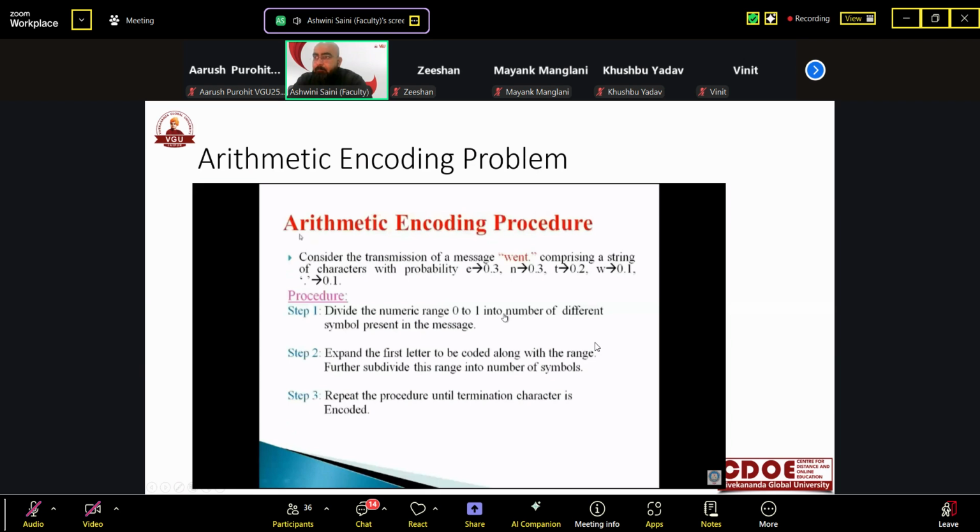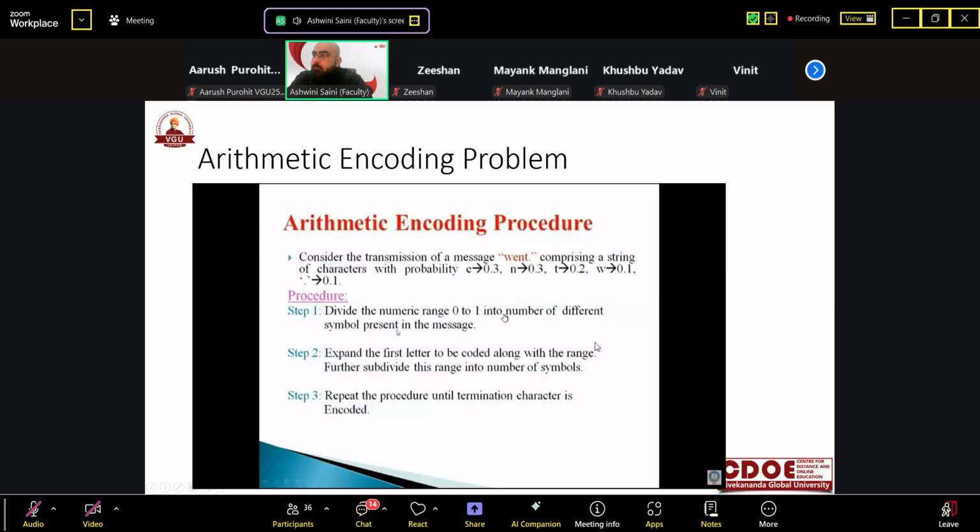Now we are going for the arithmetic encoding procedure. Let's start with the example. Consider the transmission of a message comprising a string of characters with the probabilities E 0.3, N 0.3, T 0.2, W 0.1, dot 0.1. Let's start with the procedure.